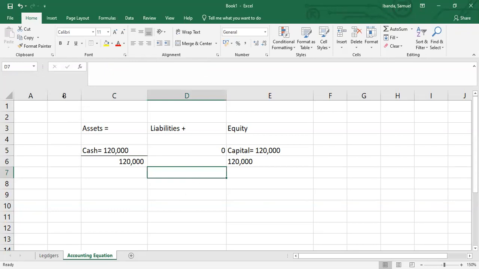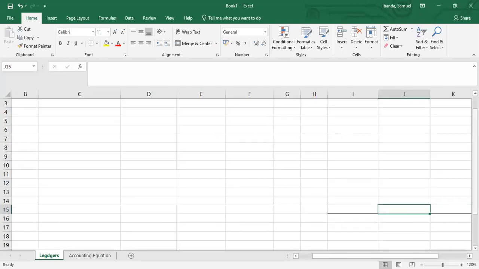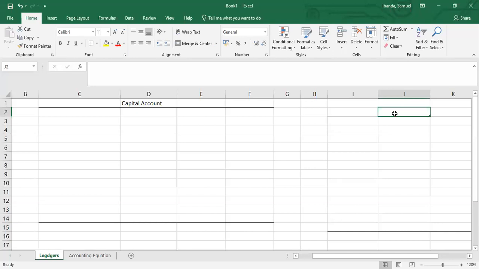So what you do when it comes to ledgers, we shall have two accounts. We have the capital account, and then we have the cash account.